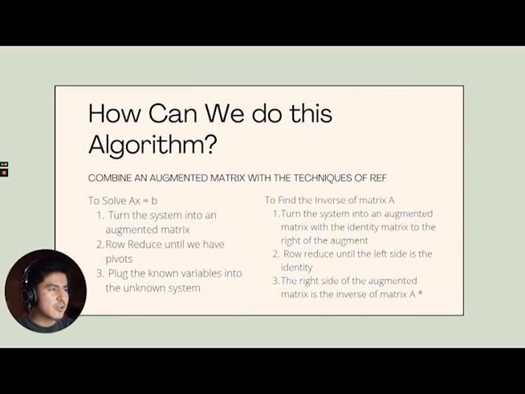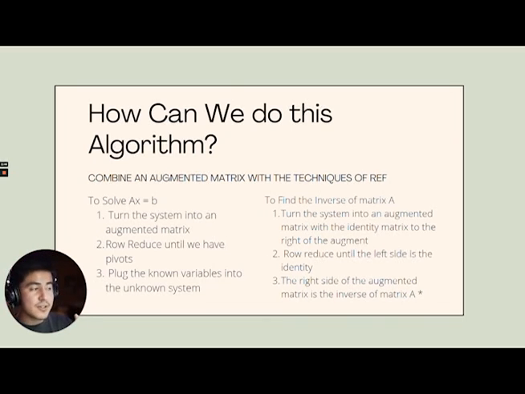And so how could you actually do this algorithm? As a few of the techniques mentioned beforehand, if you want to solve for Ax equals b using the Gauss-Jordan algorithm, we're going to have to turn these two matrices into an augmented matrix, row reduce until we have pivots, and then finally work our way backwards, plugging the known variables back into the system to find the unknown variables.